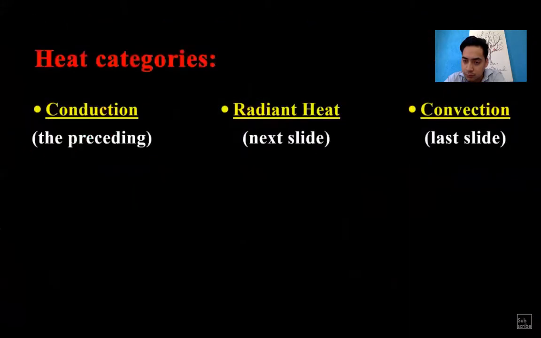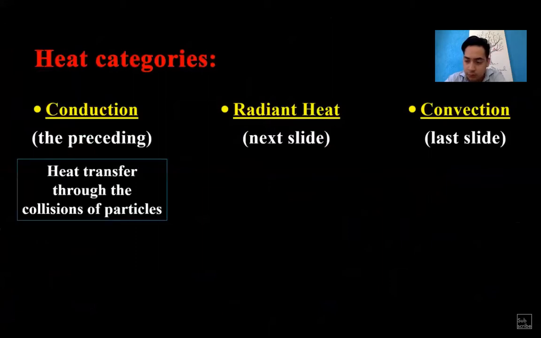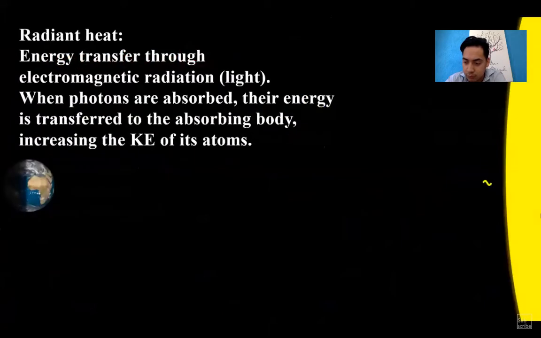So this video so far has demonstrated one of the three categories of heat, which we call heat conduction, the transfer of heat through the collisions of particles. There is also radiant heat and convection heat, which we will briefly touch on in the next two slides. Radiant heat is energy transfer through electromagnetic radiation, which is light. When photons are absorbed, their energy is transferred to the absorbing body, increasing the kinetic energy of its atoms.